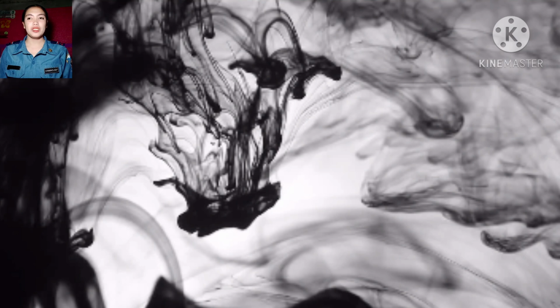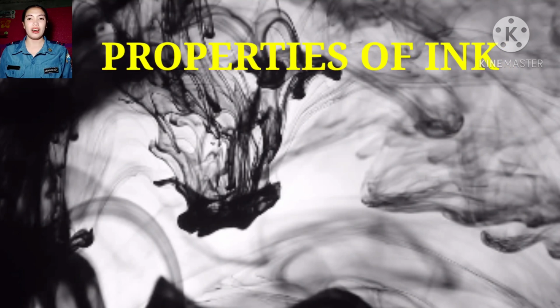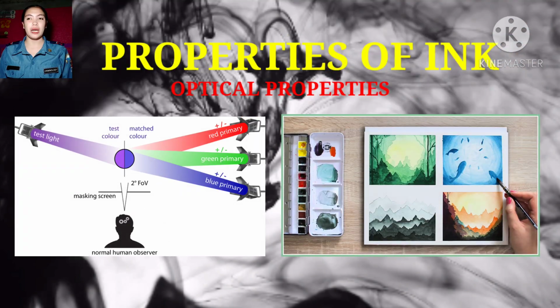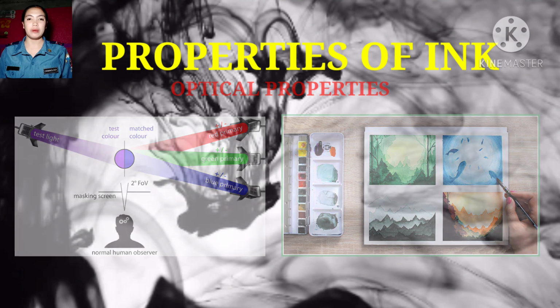And now, let's proceed to the properties of ink. First is the optical properties. It can do color matching, or the ability to precisely duplicate another color. So, in optical properties, you can know how opaque or transparent the ink is. In this property, you can also know what type of materials were used in the ink. For example, in watercolor painting, they need to do matching to duplicate the color.